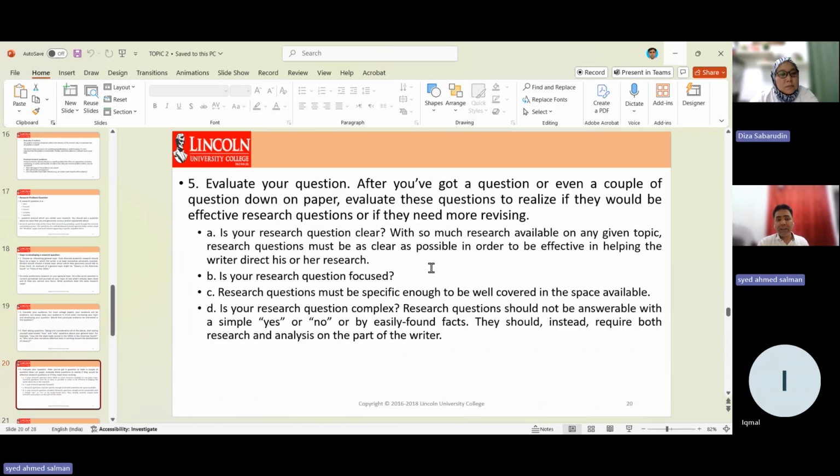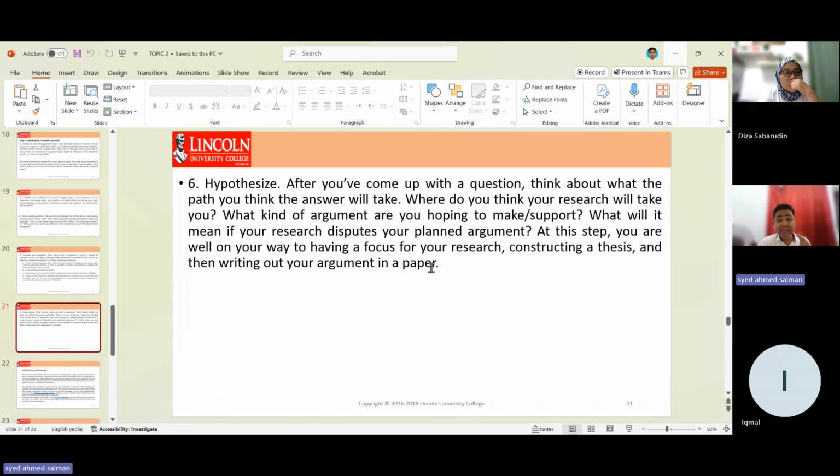Evaluate your question. Is your question clear? Is your question focused? Is your research question complex? So you have to ask yourself, is the question okay or not? Is the question clear or not? Is the question focused or not? Then the last one is hypothesize.